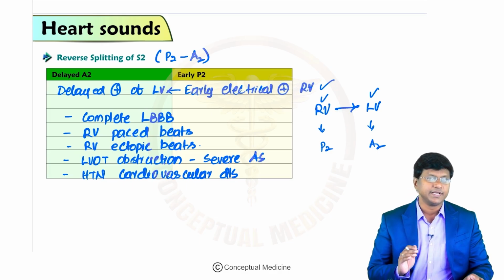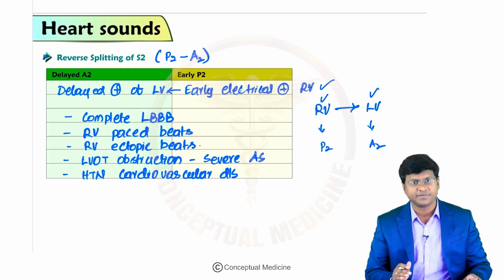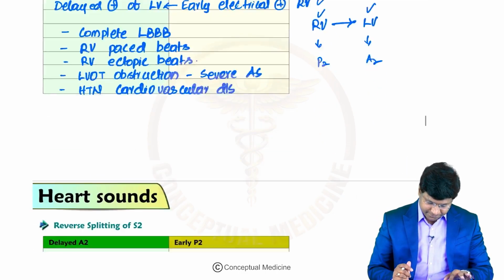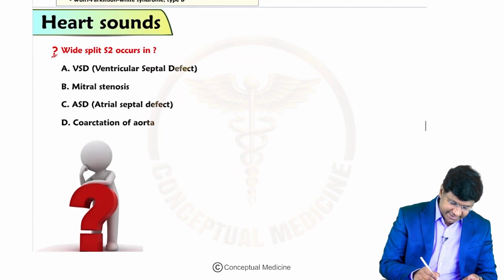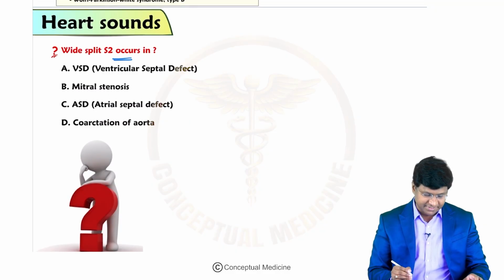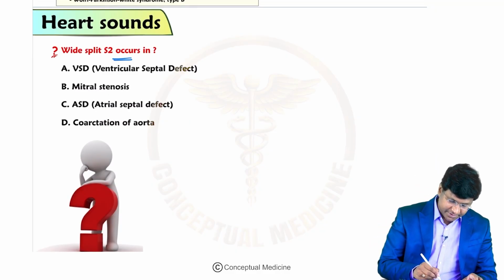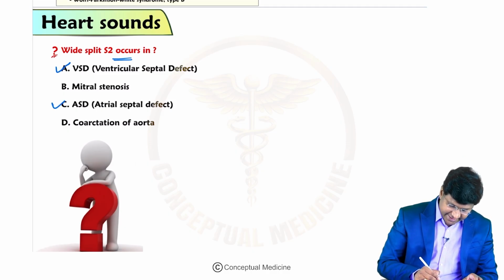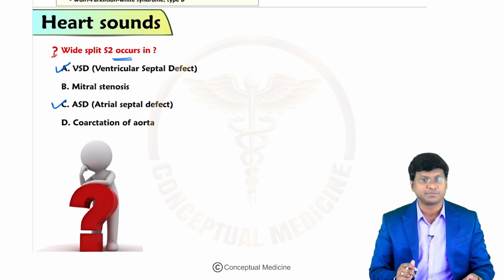Now, after having discussed the clinical scenarios where you have wide splitting and reverse splitting of the second heart sound, you need to know this question: wide split second heart sound occurs in ventricular septal defect, mitral stenosis, ASD, coarctation of aorta. So please remember, wide splitting of the second heart sound occurs in VSD and as well as ASD. In both of these scenarios you have a wide split S2.